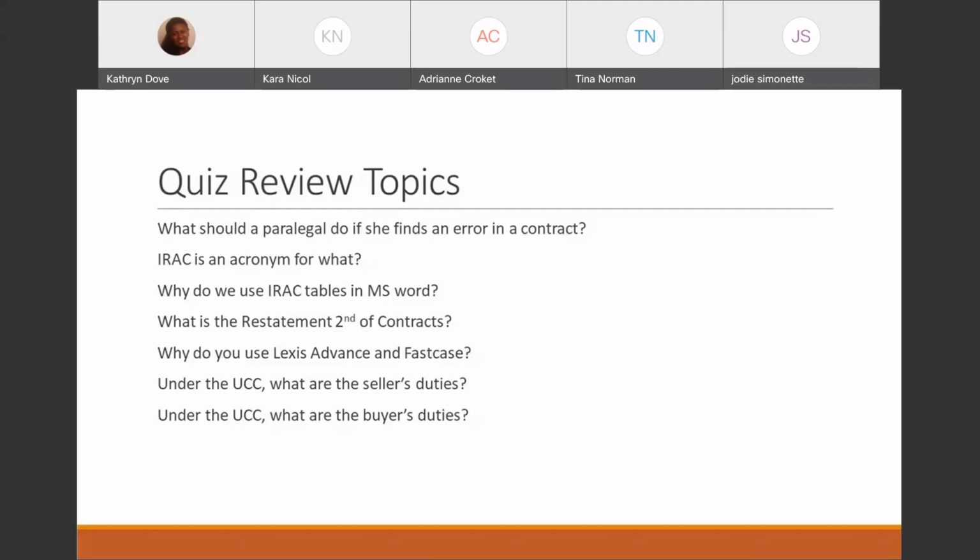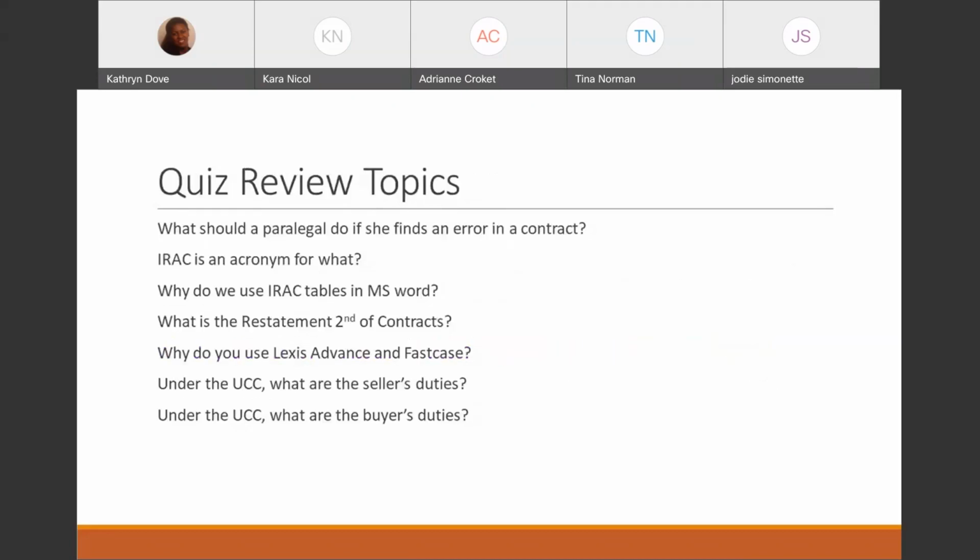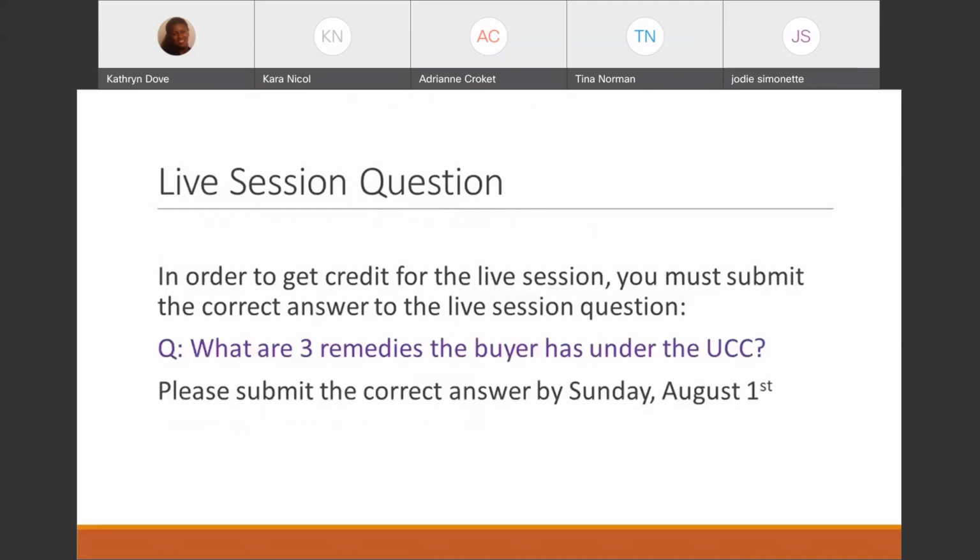Okay, we talked about last week the UCC. Be sure you know what the seller's duties are under the UCC and what the buyer's duties are under the UCC, and what the seller's and the buyer's remedies are under the UCC. Any other questions about the Module 4 quiz?